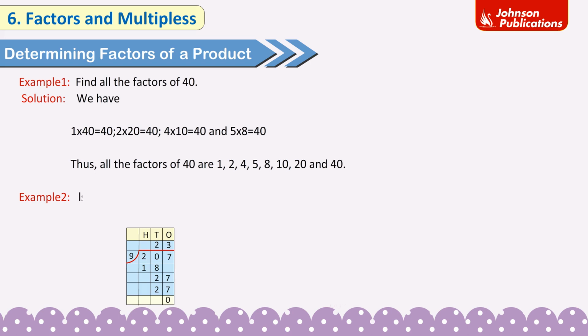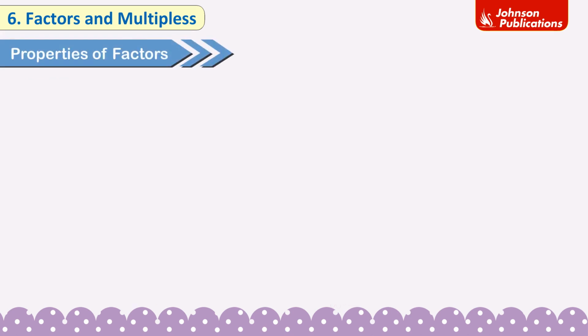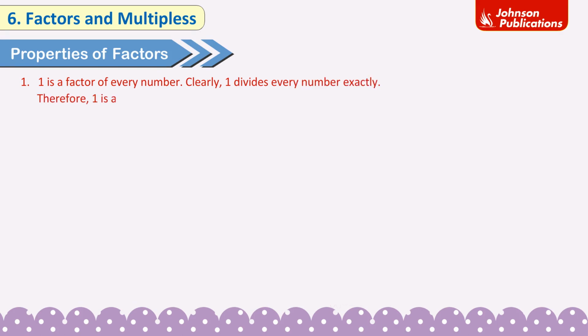Example 2. Is 9 a factor of 207? Solution: let us divide 207 by 9. Thus, 9 divides 207 exactly. Hence, 9 is a factor of 207. Properties of factors. Number 1. 1 is a factor of every number. Clearly, 1 divides every number exactly. Therefore, 1 is a factor of every number.